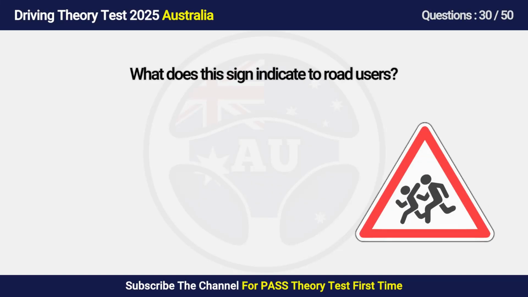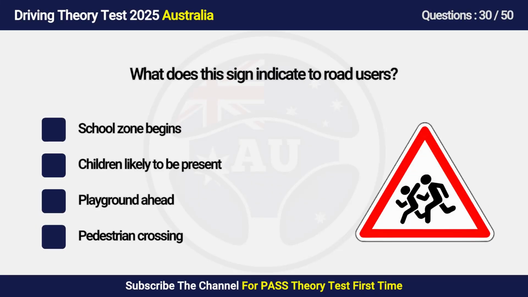Question 30. What does this sign indicate to road users? A. School zone begins. B. Children likely to be present. C. Playground ahead. D. Pedestrian crossing.